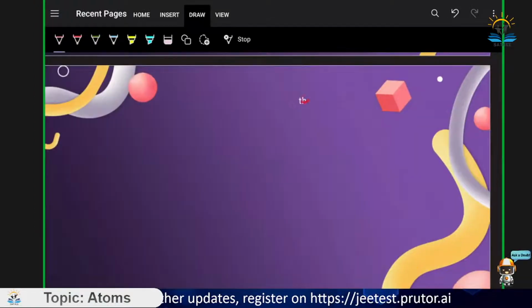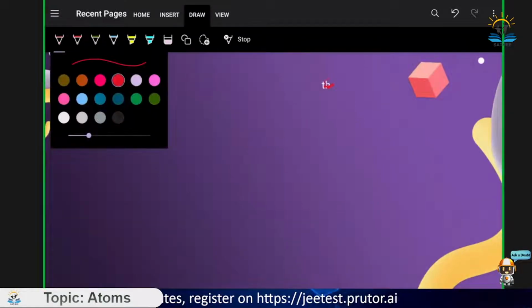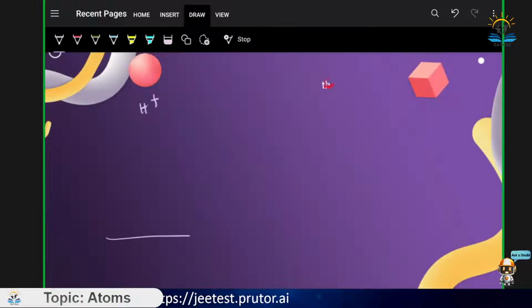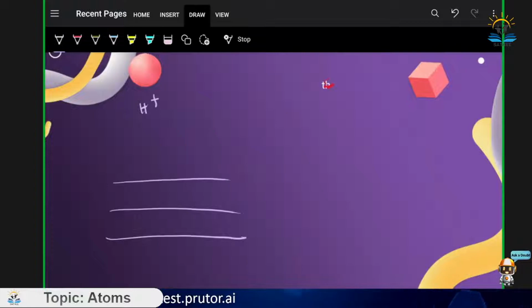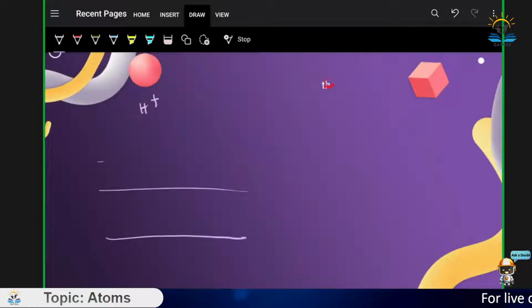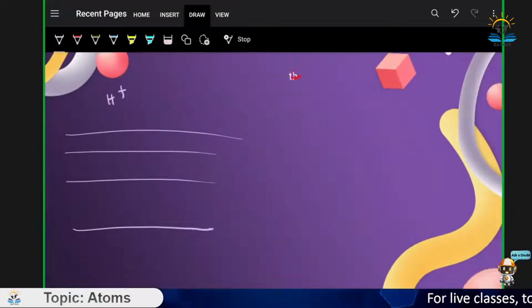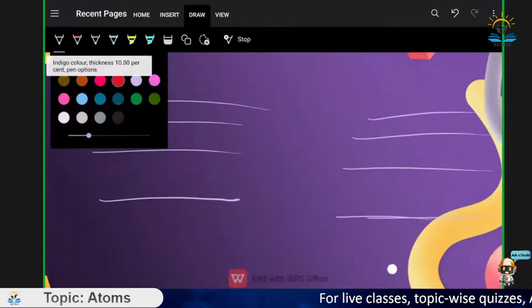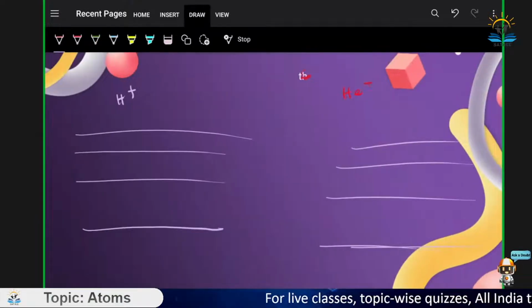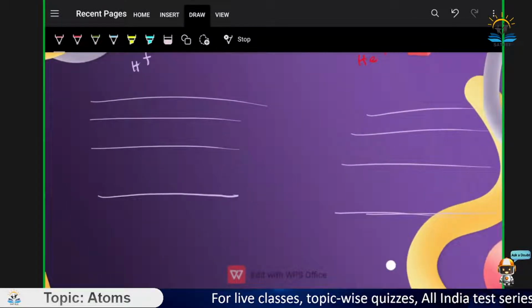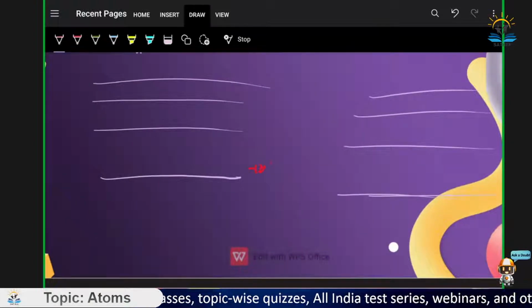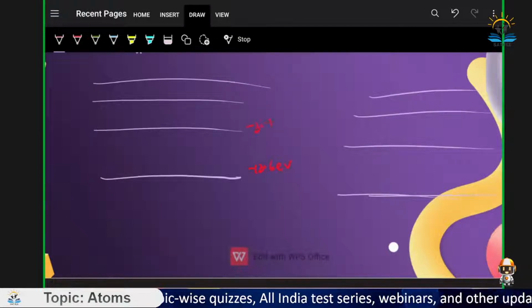We have to learn by heart the energy levels of hydrogen and helium plus. That is a must. For hydrogen: ground level, n equal to 2, n equal to 3. For helium also we have to learn by heart. This is for helium, and this is for hydrogen.